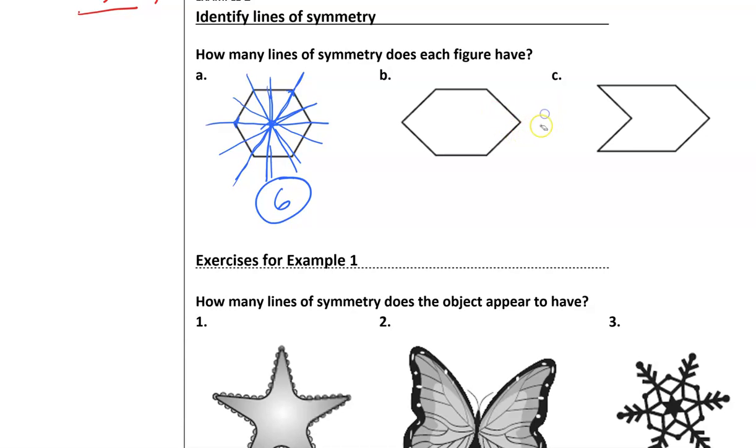So I would just have 2. I got my vertical and my horizontal. The last one, you can only do 1. You can just go right over there. So just 1. Okay, try the bottom 3. Go ahead and pause it and try those bottom 3.